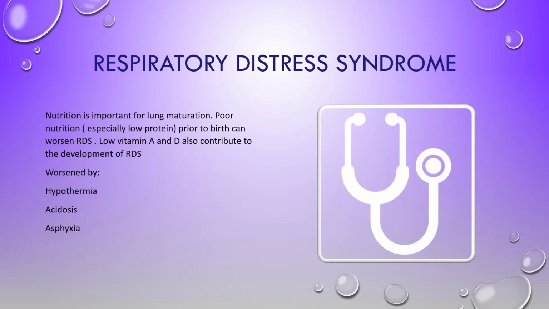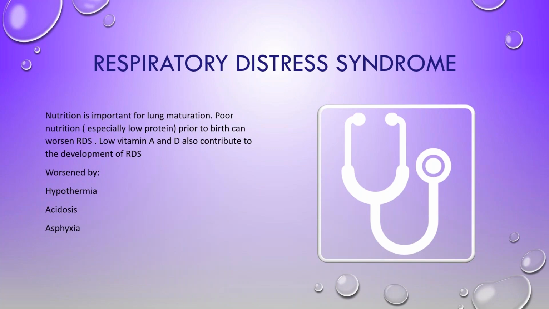Respiratory distress syndrome, nutrition is very important for lung maturation. And this is very important. The mother's protein intake, as well as the vitamin D that you've heard me tell you about, all play a very important role in the development of the lung and preventing worsening RDS. So with low vitamins A and D, as well as low protein, there's a high likelihood of respiratory distress syndrome developing. It is worsened by hypothermia, acidosis, and asphyxia.